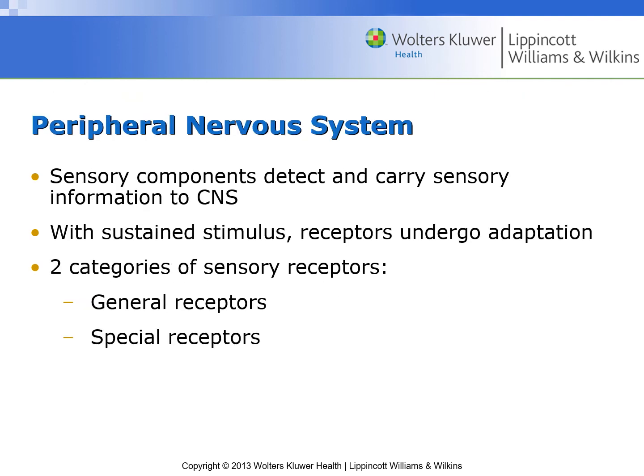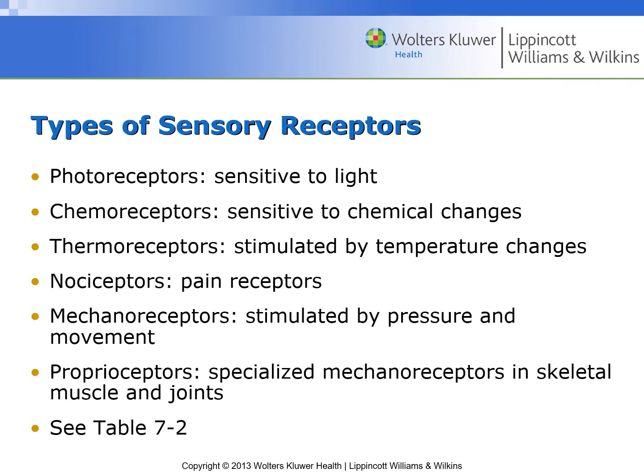Now let's consider the peripheral nervous system. The sensory components of the peripheral nervous system detect and carry sensory information to the central nervous system. With sustained stimulus, the receptors undergo adaptation. There are two categories of sensory receptors, the general receptors and the special receptors.